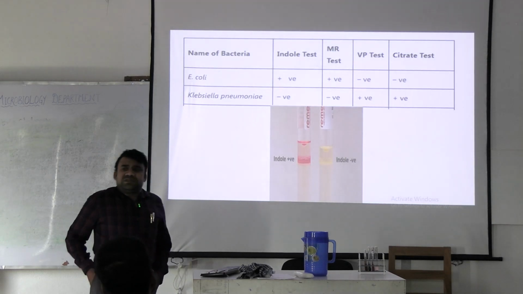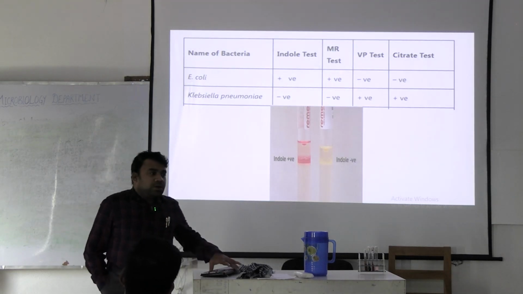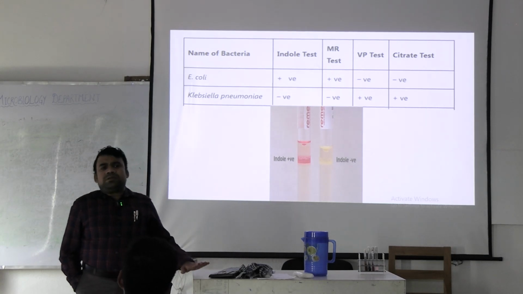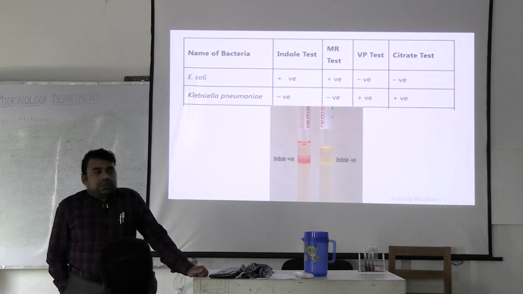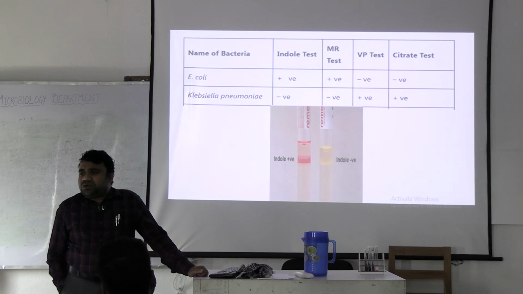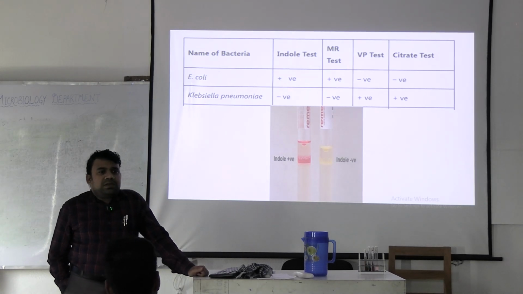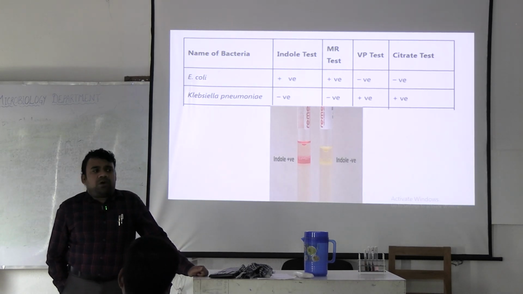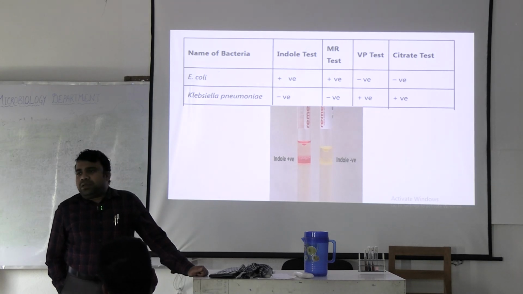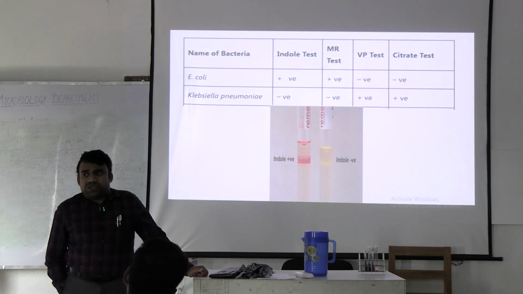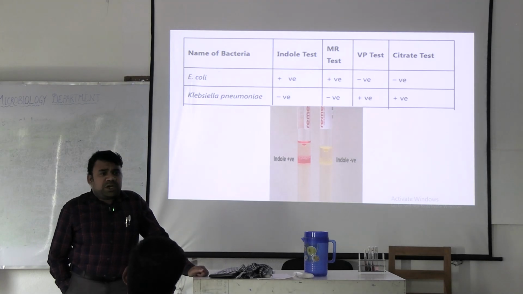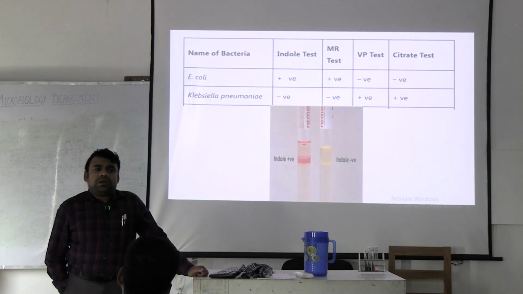The next is the indole test. What is the indole test? Anybody remember from the last class? In the indole test, if the organism has a particular enzyme called tryptophanase, it will degrade tryptophan to form indole derivatives. That can be detected. Now that reaction is positive in case of Escherichia coli, but is negative for Klebsiella. So this is one of the reactions by which we can differentiate between E.